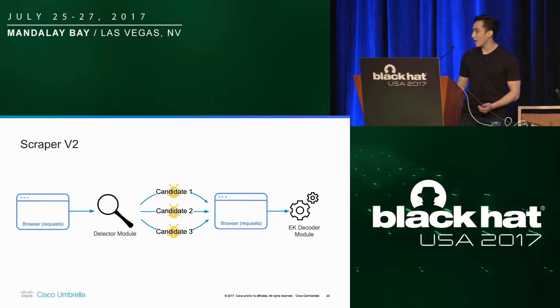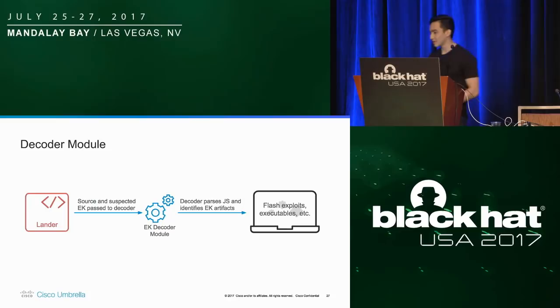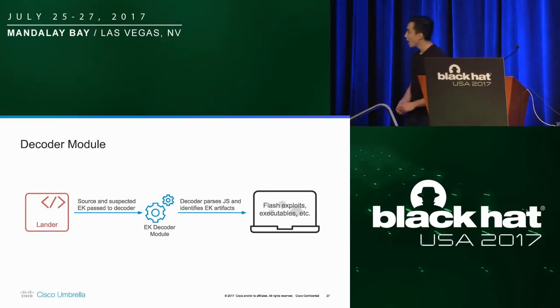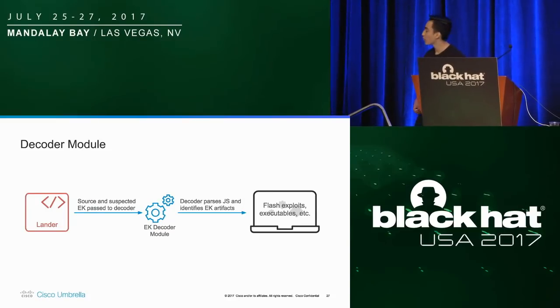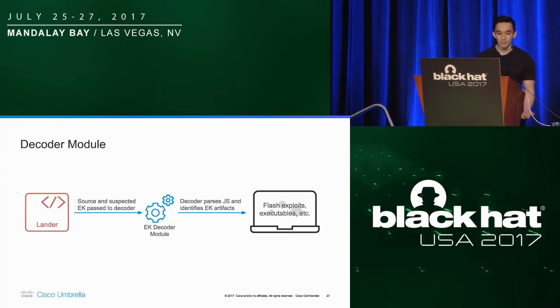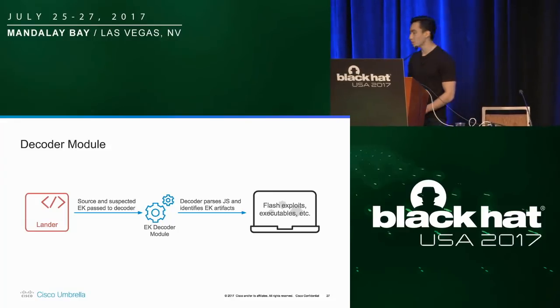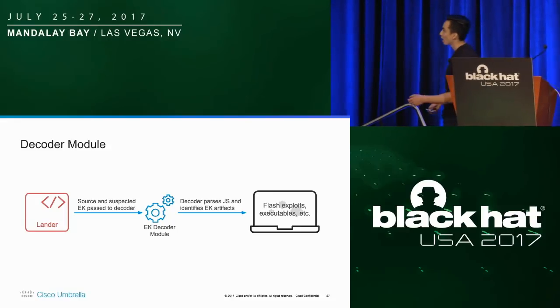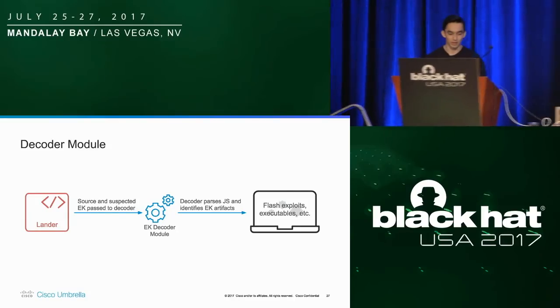We fetch the page, pass the response to a detector, which just does some very basic signature matching over the response to identify any exploit kit landers and take a guess at its campaign. And then these lander candidates are queried and passed to a decoder module. The decoder module takes the response from these exploit kit landers, runs it through a JavaScript parser first, and then does its best to take a guess at the exploit kit that it's looking at. And from there, it'll try to extract any, for example, Flash exploits, executables, or any other artifacts.